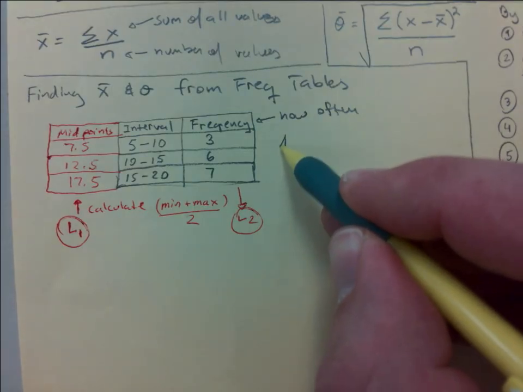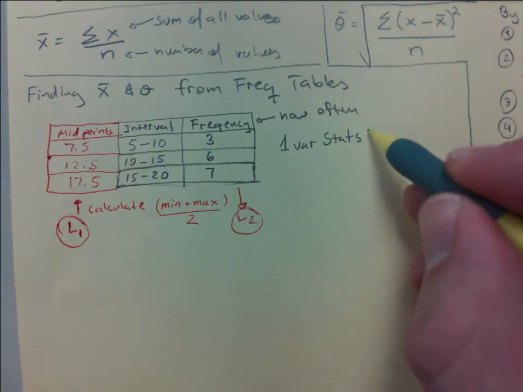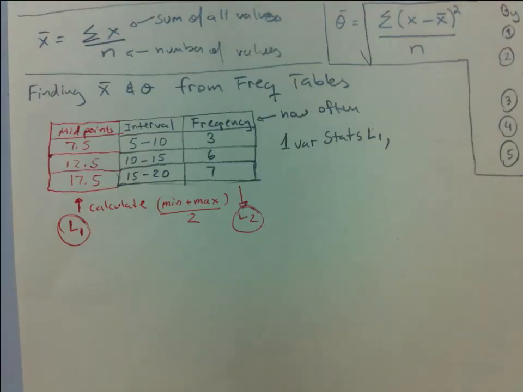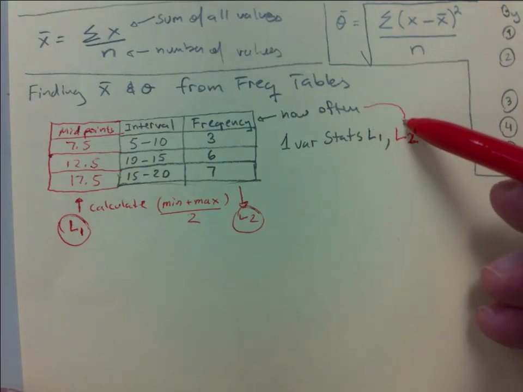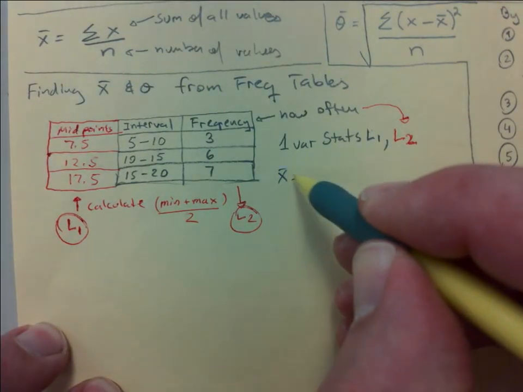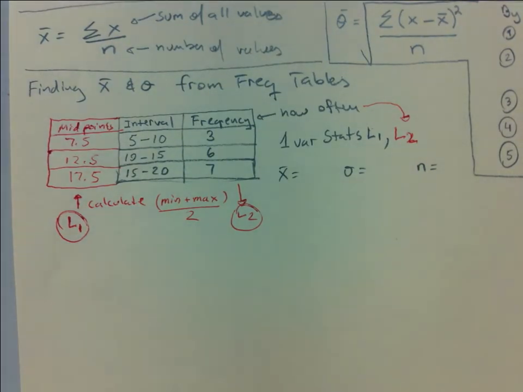Okay, so these are midpoints. Calculate. Then you put this into L1, and this goes into L2. And then you have to go one variable stats, L1, comma, I will use red for the L2. Okay. And then you find your mean, standard deviation, and usually you want to also find n. Okay. You should have this somewhere on your study sheet.